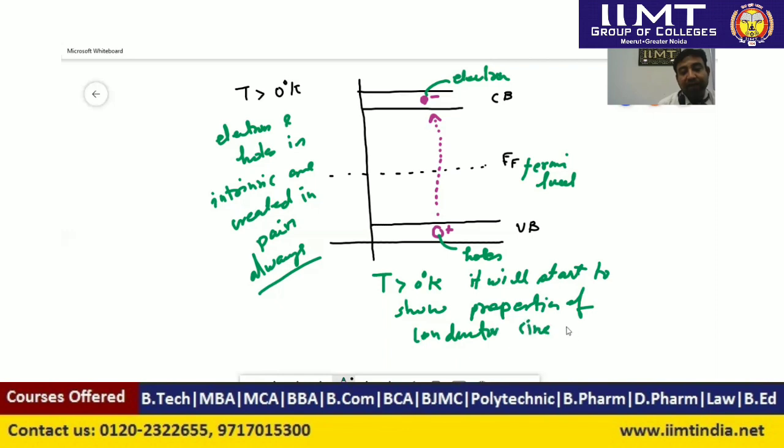Since electron is available in conduction band, now if we keep on increasing temperature, more and more bonds will break and simultaneously new electrons will be created.